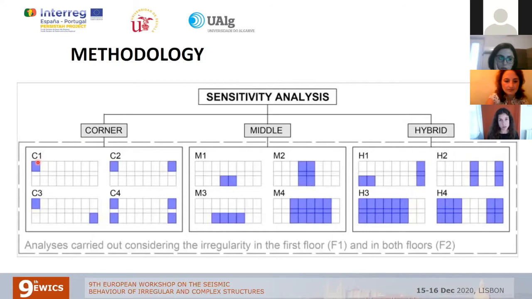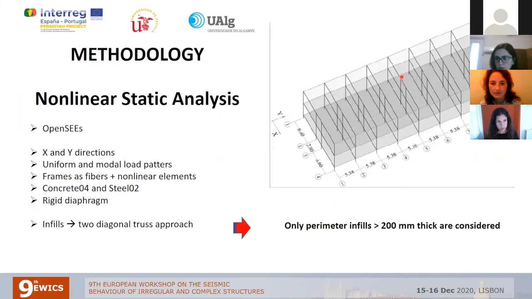We have gathered the positions in corner positions, middle positions, or hybrid. What you can see here is a plan view of the building. The blue rectangle is the location of the atrium that we have created, okay? So for each one of them, we've created one model, and actually we've created two models, one with the atrium only in the ground floor, and one with the atrium both in the ground floor and in the first floor. Here we are. So for each one of those models, using OpenSees, we have performed a nonlinear static analysis, so a pushover in the X direction and one in the Y direction.